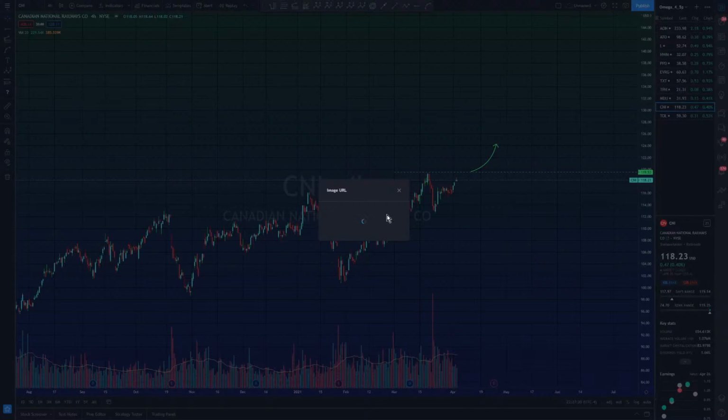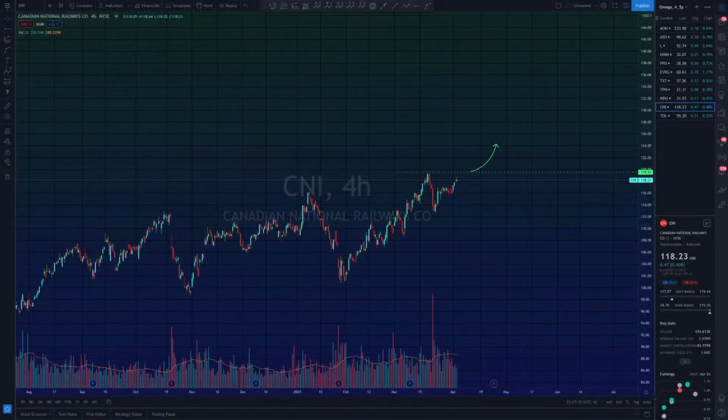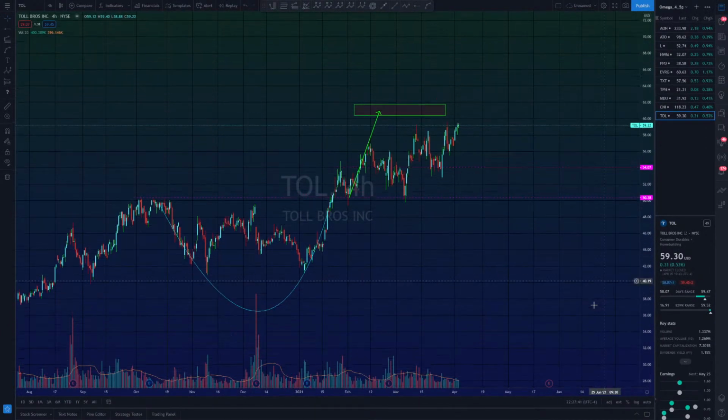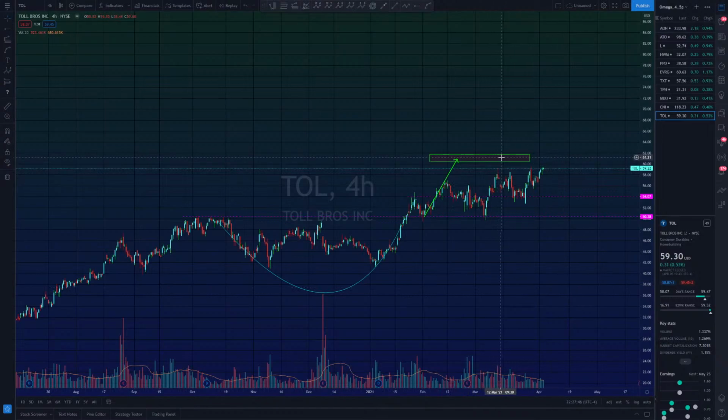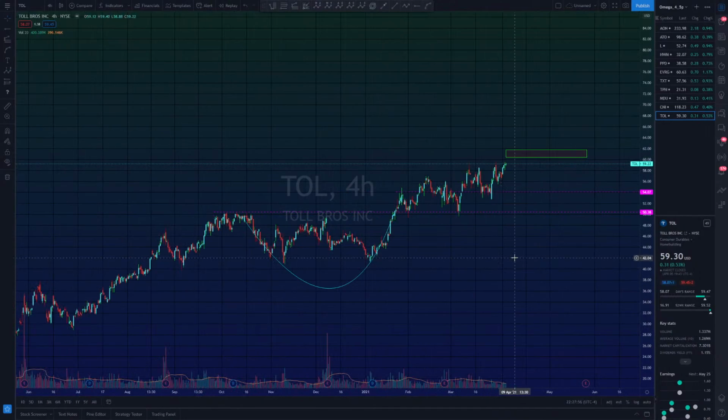I've been watching the Toll House for a while. That comes up on my scanners all the time. I've talked about it before. I even had this charted the other time, and I had this as my target box around 62. It hasn't quite hit it yet, but I bet it will eventually. If we move this over, maybe that's our target right now. This is kind of rising wedge, so I would probably avoid this one.